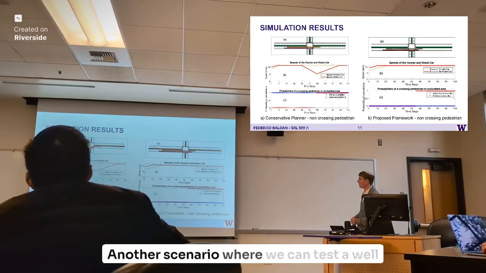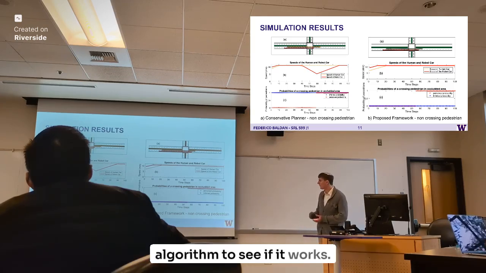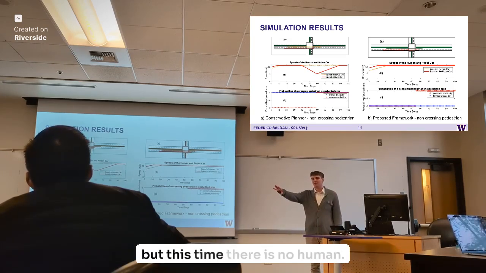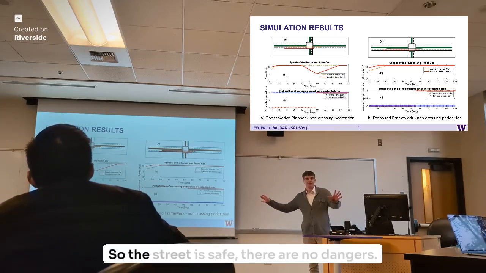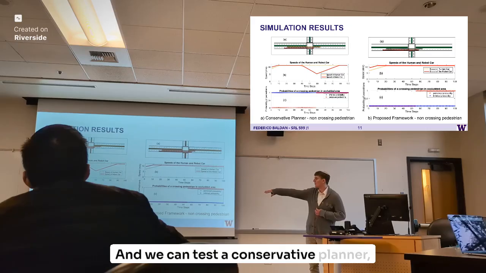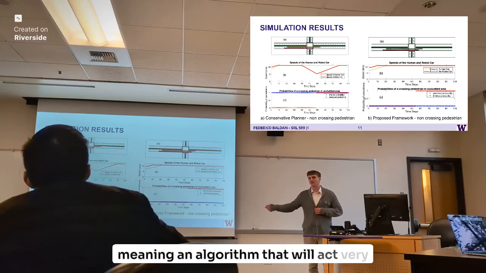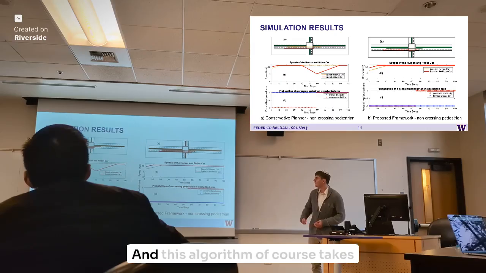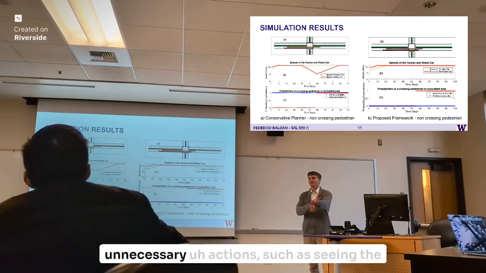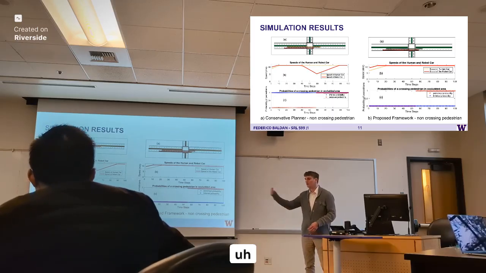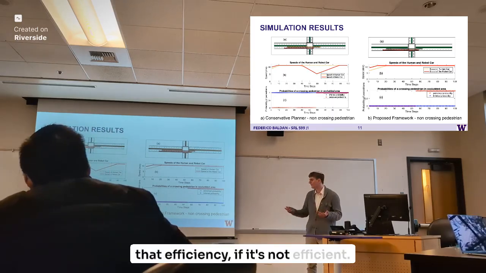Another scenario where we can test our algorithm to see if it works. Let's imagine the same environment as before, but this time there is no human. So the street is safe, there are no dangers, and we can test a conservative planner, meaning an algorithm that will act very conservatively, very robustly. And this algorithm, of course, takes unnecessary actions, such as seeing the intersection and slowing down. So we have a loss in efficiency, because it's not efficient.